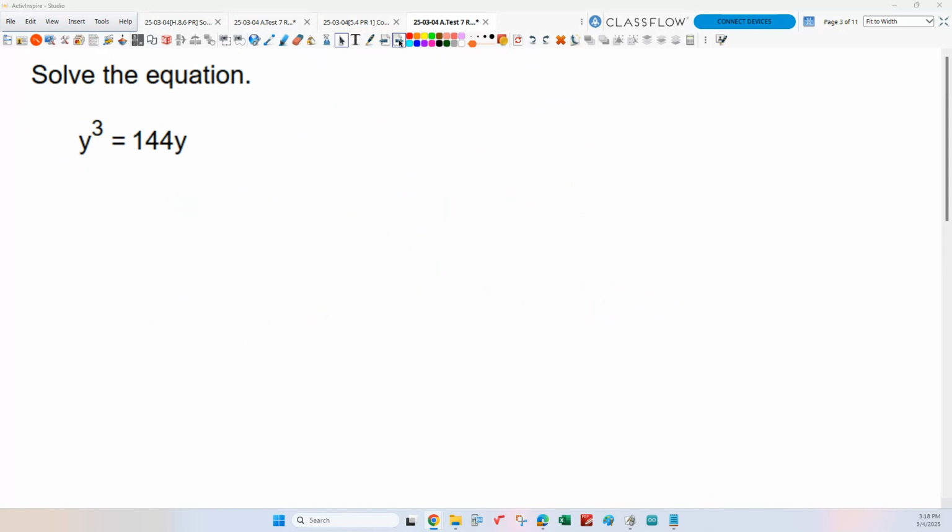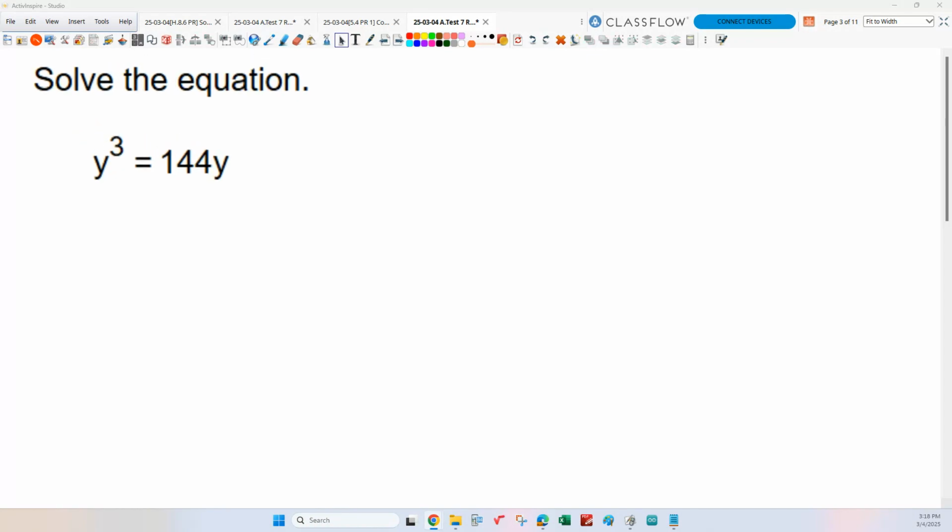Okay, what about one like this? Now we're moving to a different type of problem here. Notice this one doesn't say factor, it says solve. Those are different, right? I want to get number answers for this, the values of y that would make this true. So what do I always do if I'm solving an equation? What do I do first? Set it equal to 0.